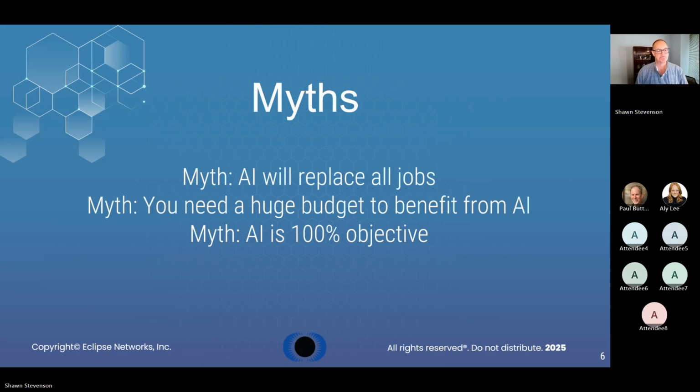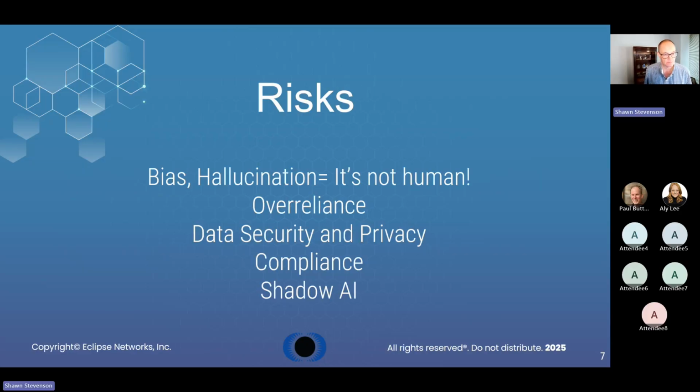All right. Now, next, we're going to talk about some risks. I do believe that we're going to touch base again on the bias and hallucination, because those are big risks. You cannot just copy and paste without thorough oversight. It's just not human.